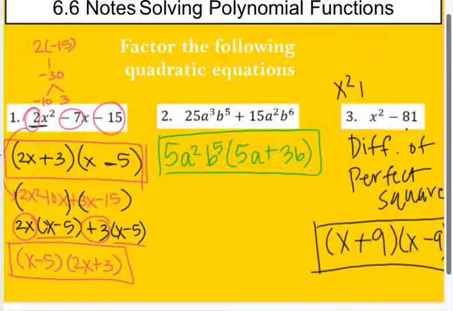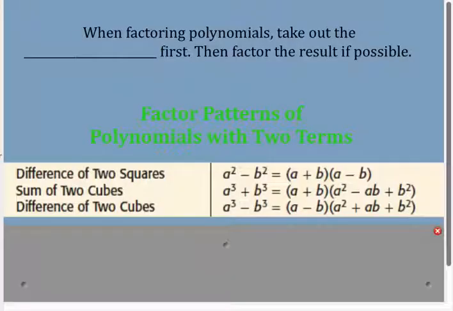The other way you can think about it is, it's really x squared plus 0x minus 81. Well, 9 times negative 9 multiplies to negative 81, but when I add them together, I will get 0. So there's my difference of perfect squares. All right, so when factoring polynomials, always make sure you take out the GCF first, that greatest common factor.